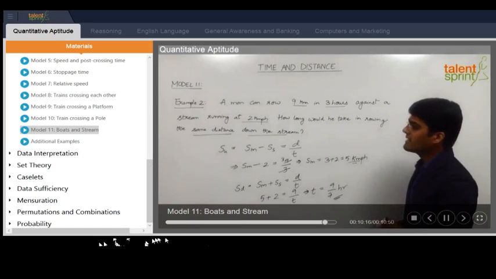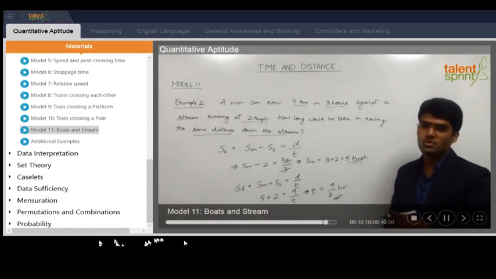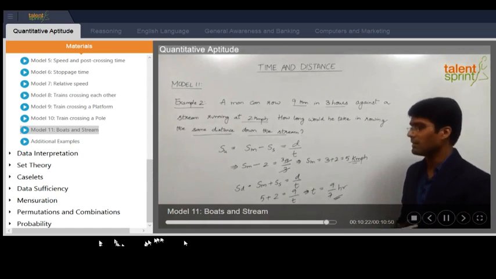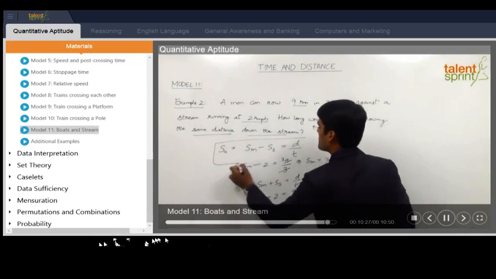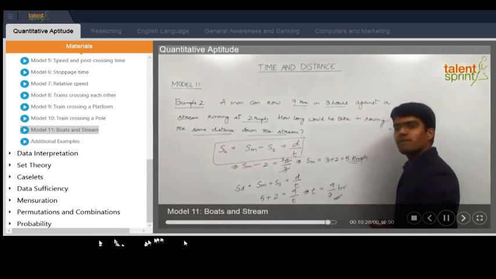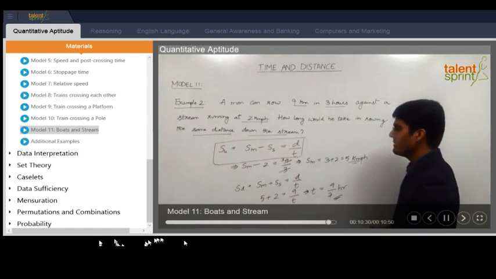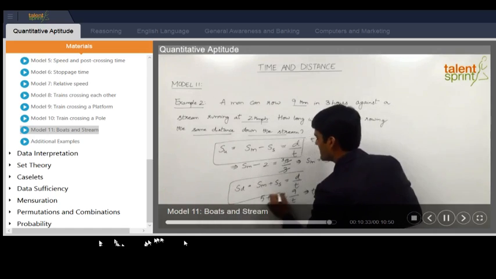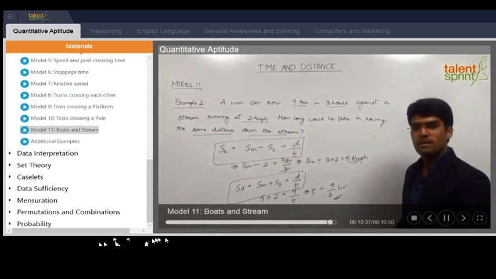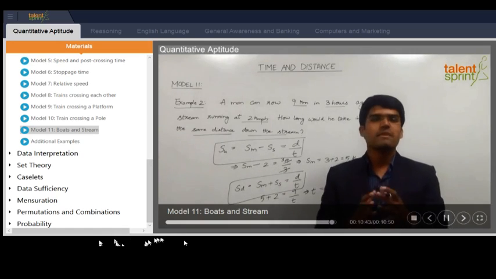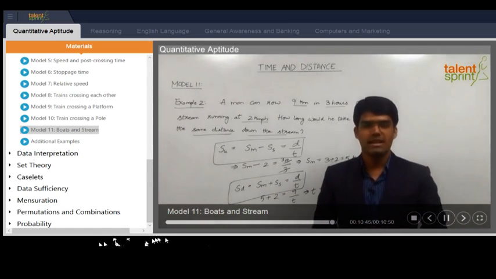So friends, as you can see here, this is how simple it is to solve the questions from boats and streams. We simply need to consider the proper equation, that is the upstream or the downstream equation. The upstream equation is speed of the man minus speed of the stream equals distance by time, and the downstream equation can be taken as speed of the man plus speed of the stream equals distance by time. So with the help of these equations, we can just find out the missing variable and get the required answer. So these are the various concepts that are generally asked from time and distance.